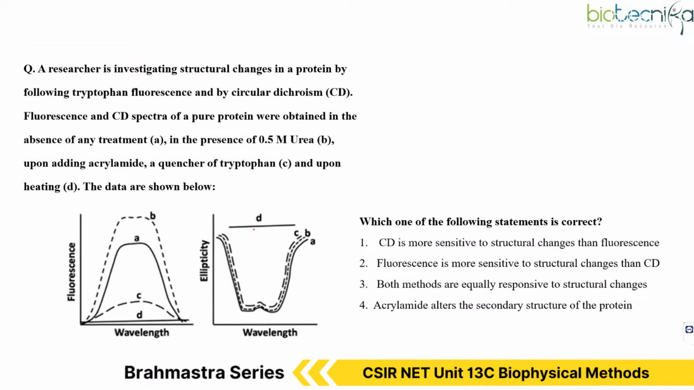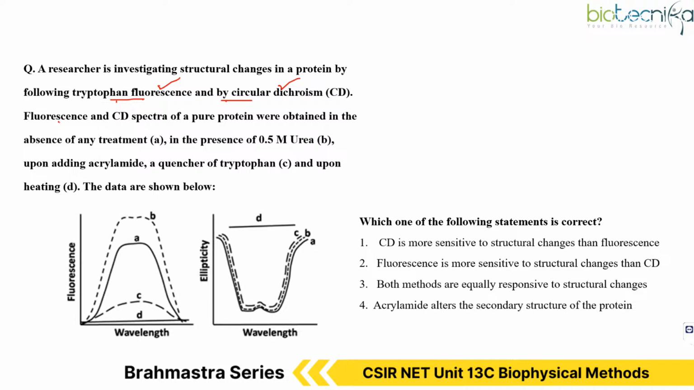Now, this is our second last question. A researcher is investigating structural changes in a protein by following tryptophan fluorescence and by circular dichroism. Here a comparison has been given: an experiment conducted using two spectroscopy techniques. One is fluorescence and the other is circular dichroism. Fluorescence is an emission spectroscopy technique. Circular dichroism is an absorption spectroscopy technique.